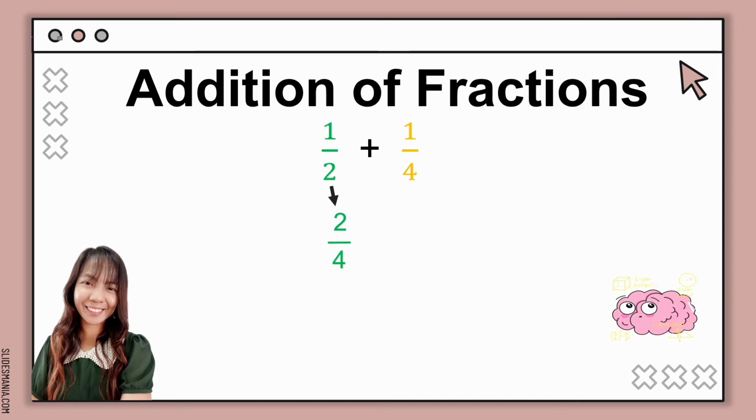Now we can proceed to addition. So plus 1 over 4. We can now add because we now have the same denominator. Let's add the numerators: 2 plus 1 is 3, and then just copy the denominator. So the answer is 3 over 4.